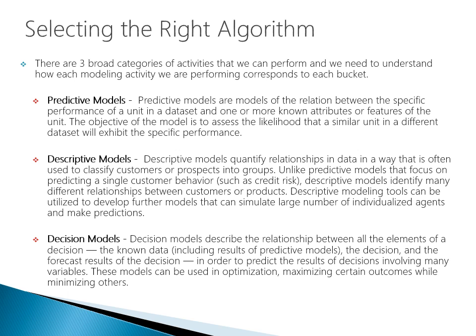Decision models describe the relationship between all elements of a decision, the known data, which includes the results of predictive models, the decision at hand, and forecast the results of the decision, in order to predict the results of decisions involving many variables. These models essentially become the basis of optimization techniques, and optimization really is maximizing certain outcomes while minimizing others.